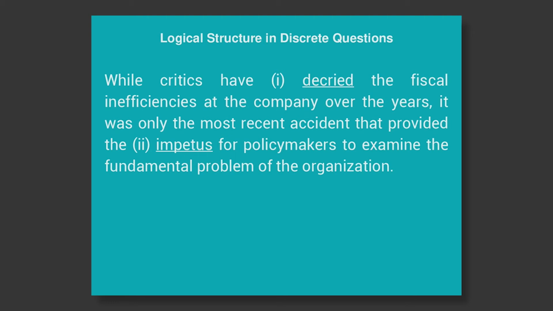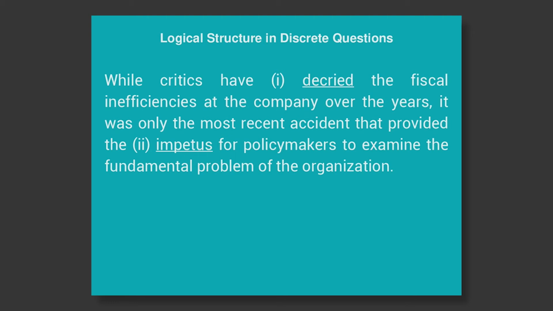While critics have decried the fiscal inefficiencies at the company over the years, let's pause. We have some critics. They have been decrying something, right? They have been complaining about something. What is that? Fiscal inefficiencies. What do we mean by fiscal inefficiency? Anything that's fiscal is related to like government taxes. And there are inefficiencies, right? So some financial inefficiencies at a company for a long time. They have been complaining about this for a really long time.